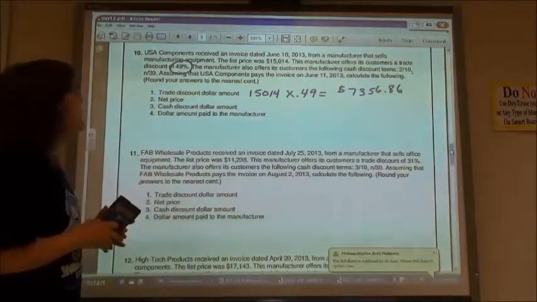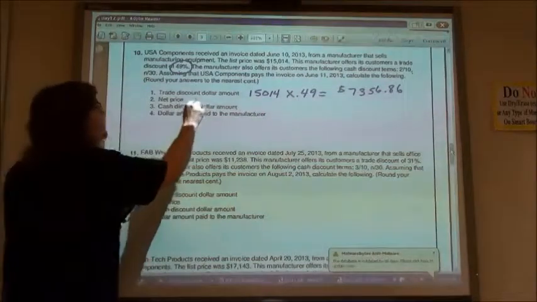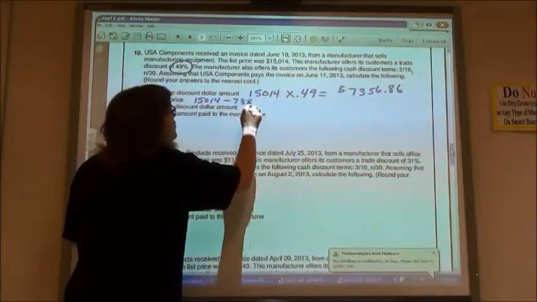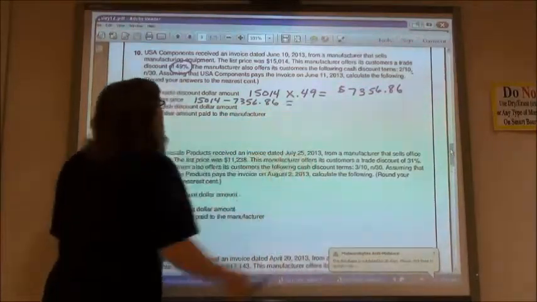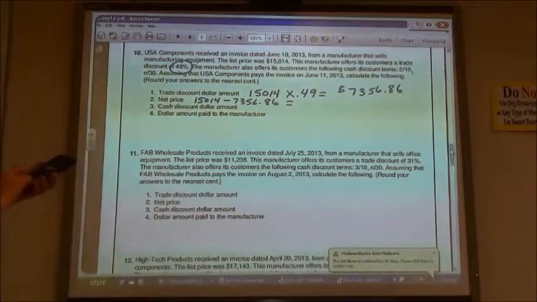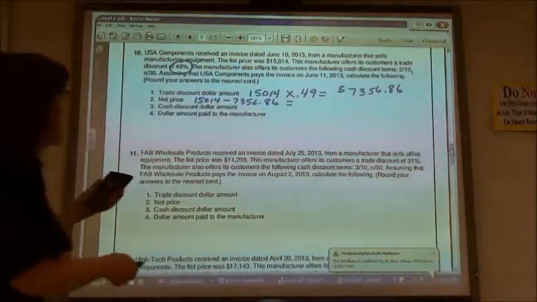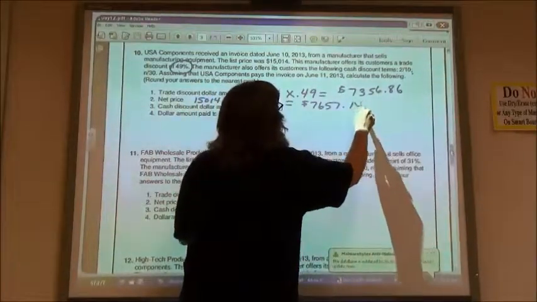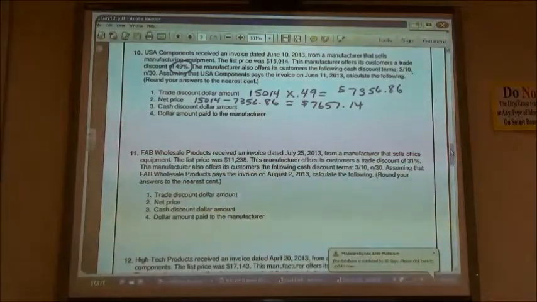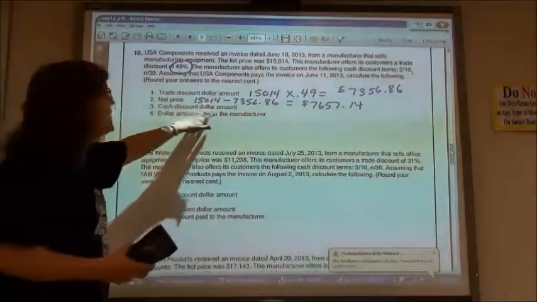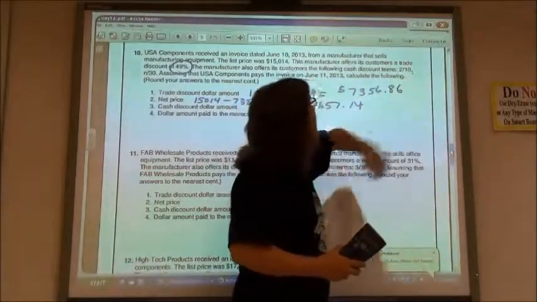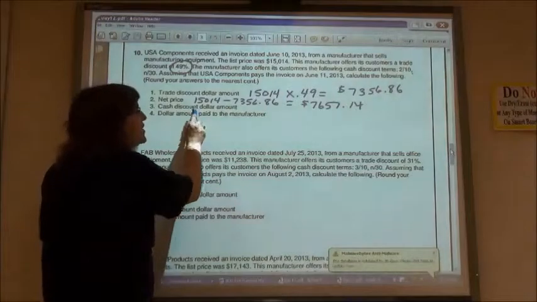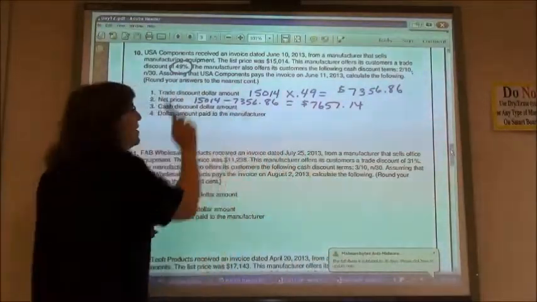So at this point, I'm finding what the net price is. If I just get the trade discount, how much would I pay? So I have to take my $15,014, subtract off the discount of $7,356.86. So if I go ahead and subtract that there, I get $7,657.14. Now, you may or may not get the cash discount. You only get the cash discount if you paid it within 10 days. They did pay it within 10 days, so they do get the discount, but that cash discount is based on this price, not on the full price.